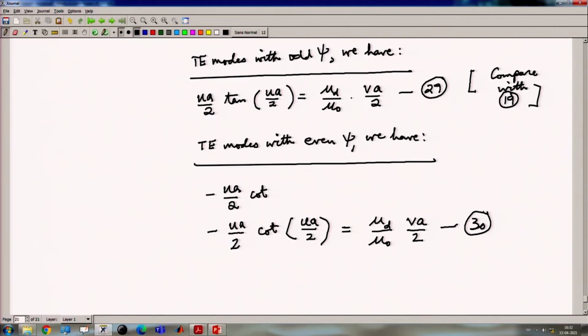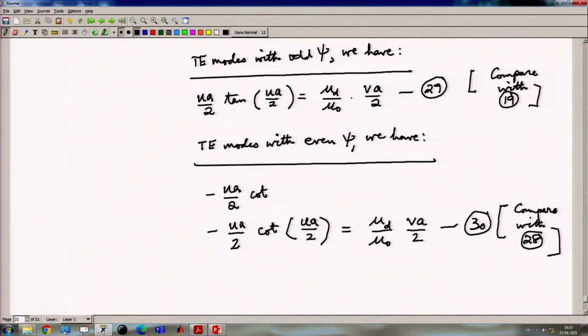Again compare this with equation 28 for the even TM modes. We see that epsilon d is replaced by mu d and epsilon naught by mu naught.